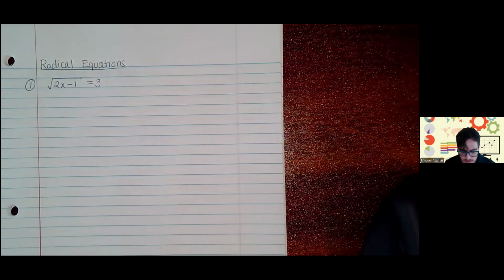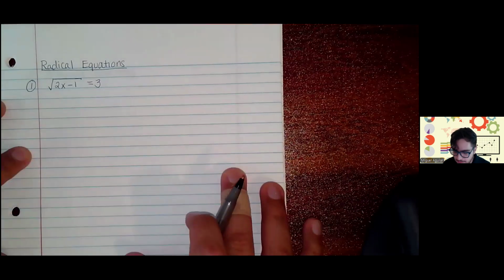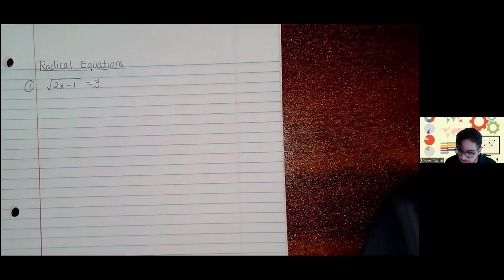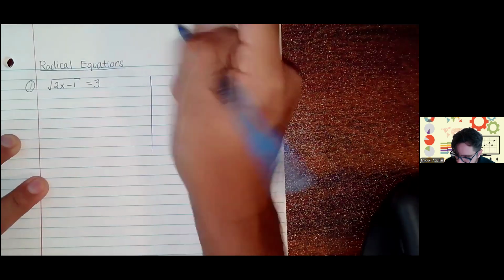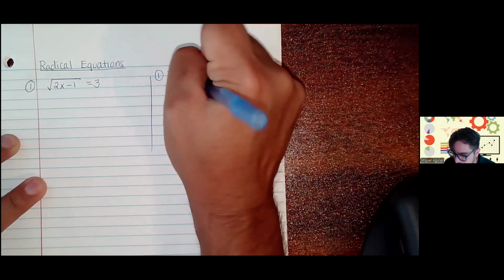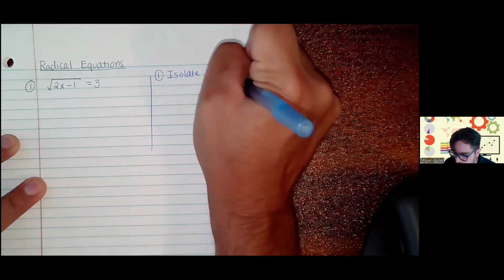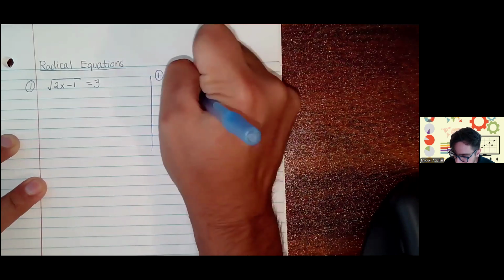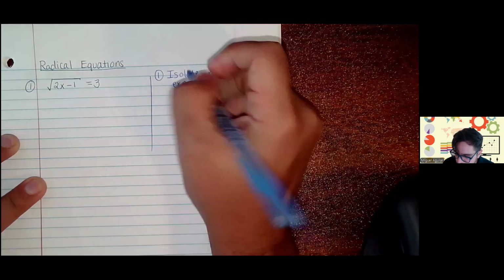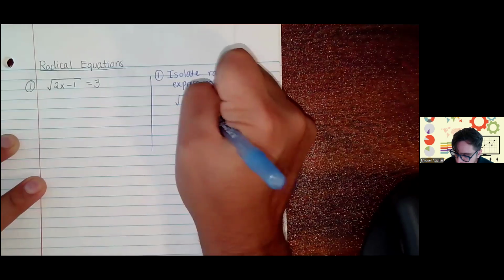Okay. So let's approach this very gingerly, very carefully. First, what we want to do is maybe write some basic steps here. So over on the side, I'm going to put some scratch work. My first step is always going to be to make sure that we isolate the radical expression. And so in this problem, the radical expression is the square root of 2x minus 1.